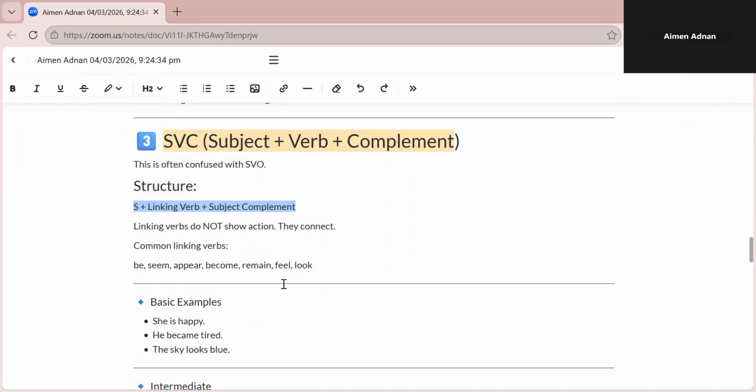And then you have a subject complement. So subject complement is actually a behavior, it's actually a feeling, it is actually a complement to your subject. It is adding more meaning to the subject. It is enhancing its qualities. It is adding their personality. It can be anything that is adding more meaning to your subject.